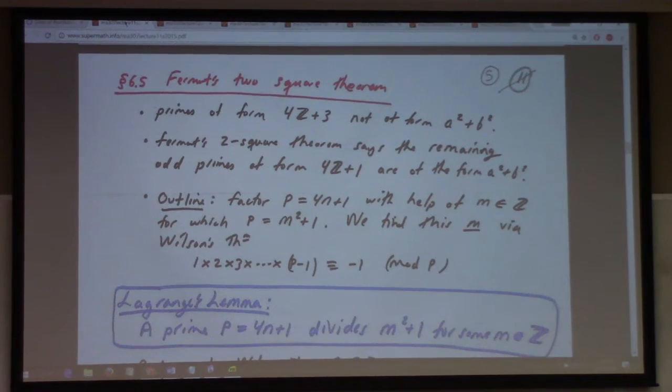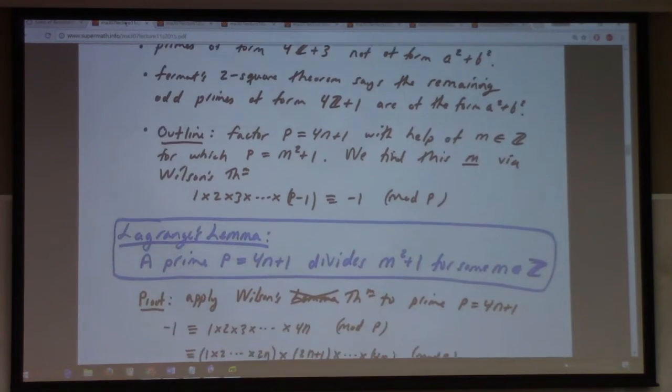Let's see here. So anyway, here's an outline. We'll take p equal to 4n plus 1, and there is some m in the integers for which p divides m squared plus 1. Basically there's something called Wilson's theorem. It says that the product of 1 to p minus 1 is congruent to minus 1 mod p, and that gives us Lagrange's lemma, which is that there's some m such that p divides m squared plus 1. And once you have that, it's pretty easy to use the a plus ib, a minus ib trick in the Gaussian integers. Let's just get to it here.